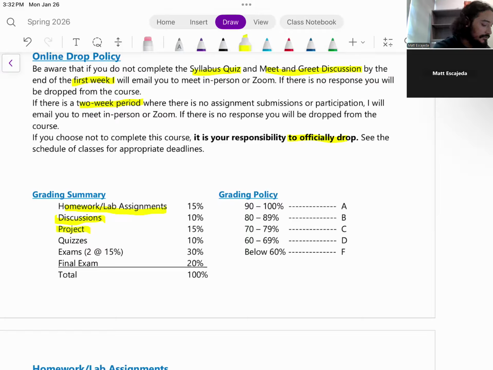We're going to have an end of the semester project. That'll be about 15%. Quizzes about 10%. We'll have, I want to say weekly, not every week, but we'll have quizzes almost every week. We'll just do it through Canvas. We'll have two exams, okay, each at 15%, and then a final exam.